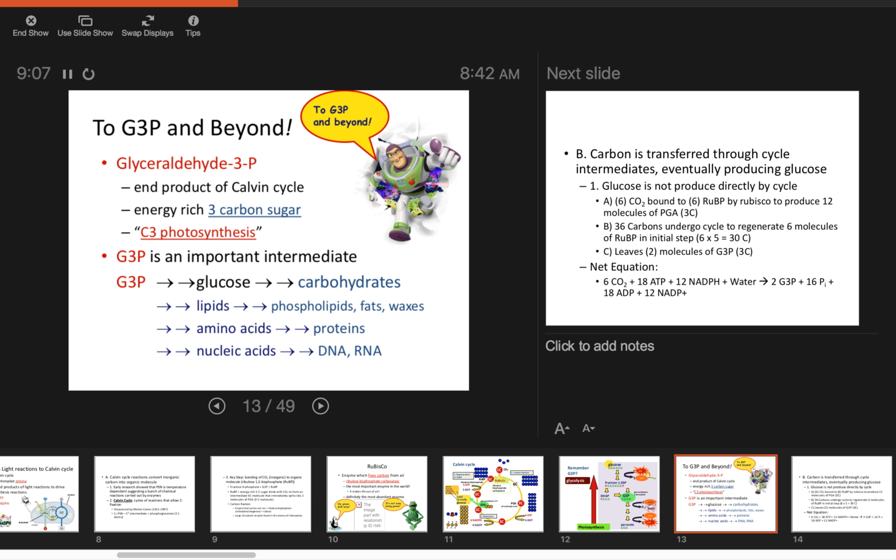So G3P is a very important intermediate molecule because from it you can make glucose, but then it can be rearranged and can form lipids, amino acids, nucleic acids, which are the 4 macromolecules of life. So it all comes from G3P. That's kind of cool.